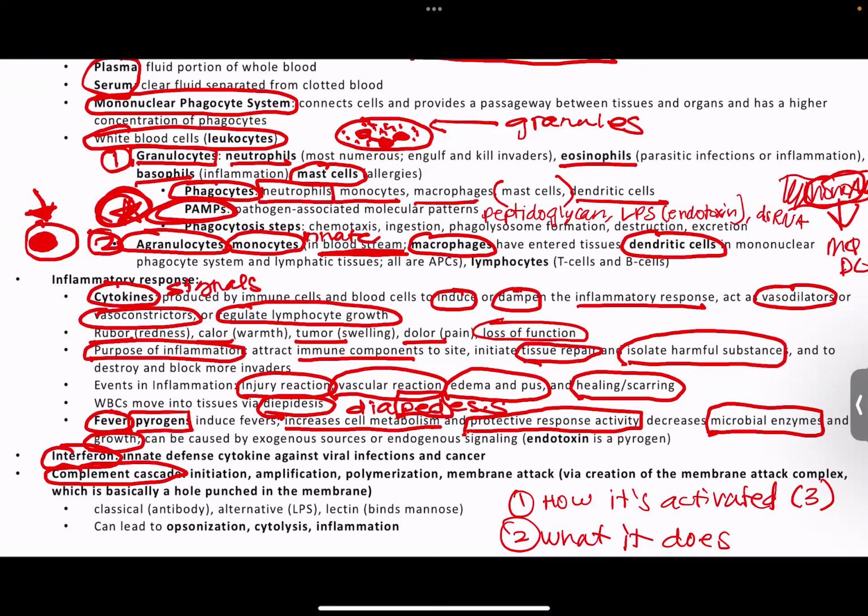So three ways you can activate complement. The classical pathway, if you see antibody; the alternative pathway, usually LPS or something similar; or the lectin pathway, when proteins called lectin see mannose on the surface of bacteria, usually. Okay, we talked about how we activate the complement.